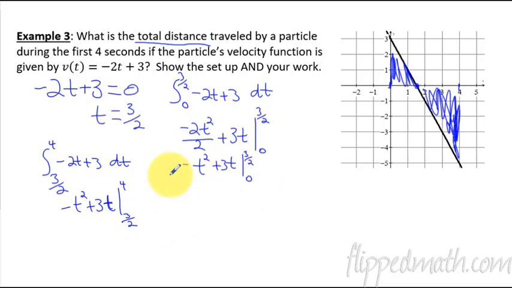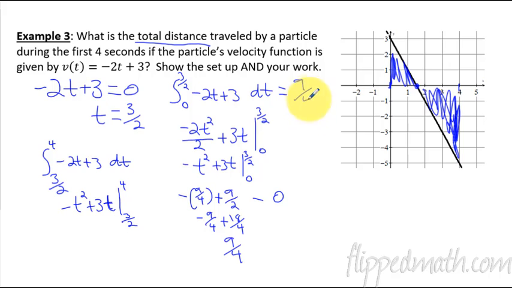Okay, so let's plug this in. I get a negative 3 halves squared, which is 9 fourths, plus 3 halves times 3, which is 9 halves, minus, now we plug the 0 in and I just get a 0. So negative 9 fourths plus 18 fourths. Let's get common denominators. That's going to equal 9 fourths. All right, so this one right here equals 9 fourths.